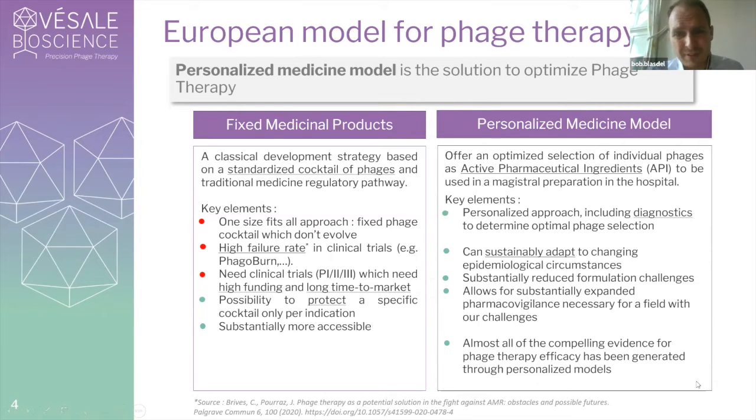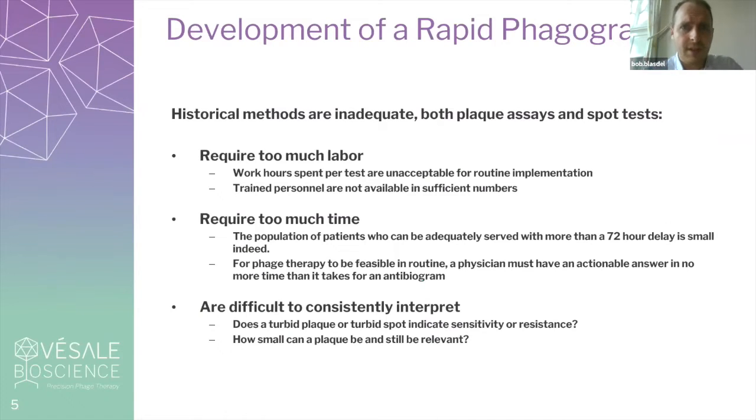But the biggest reason why we see this as being necessary is that almost all of the compelling evidence for phage therapy efficacy has been generated through at least functionally personalized models. So what this requires, though, is a phagogram, a rapid phagogram, because historical methods for determining phage susceptibility are just fundamentally inadequate to the task at hand.